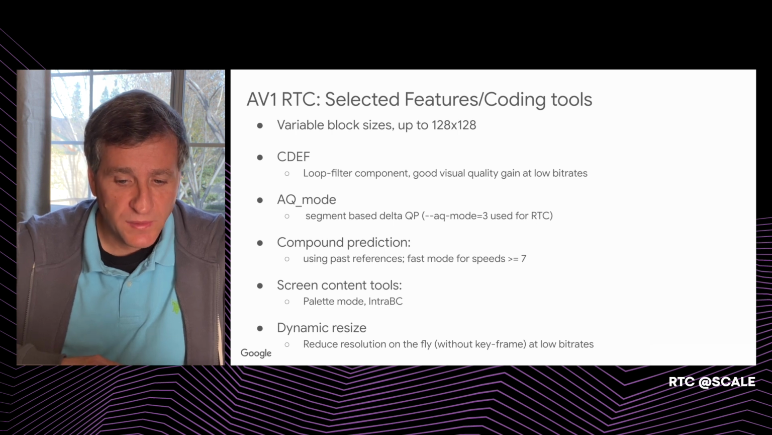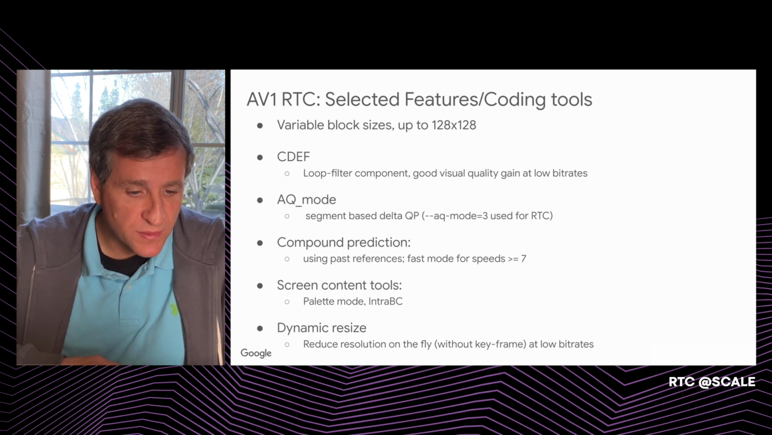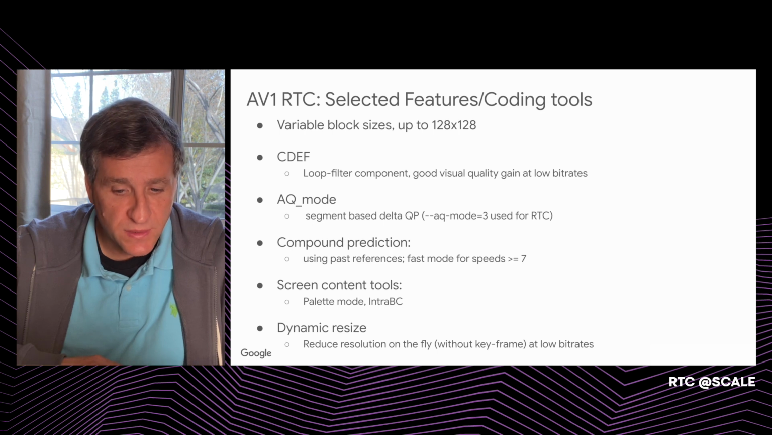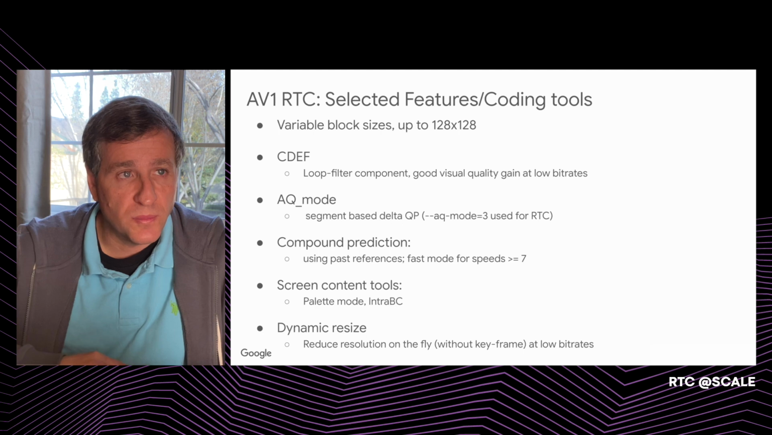For screen content, AV1 has a lot of unique, useful tools for higher coding gains, and in particular, we are using the palette mode, and I'll mention this a little bit towards the end of the talk. And lastly, dynamic resize is a useful tool for RTC applications, which is used to get better quality and rate control at very low bit rates by reducing the spatial resolution. And in AV1, also as in VP9, this can be done on the fly without issuing a keyframe.